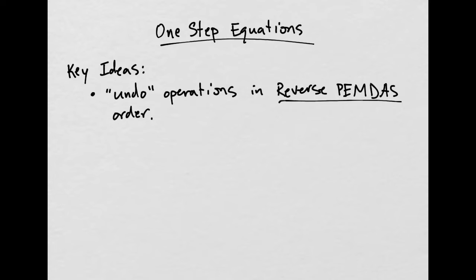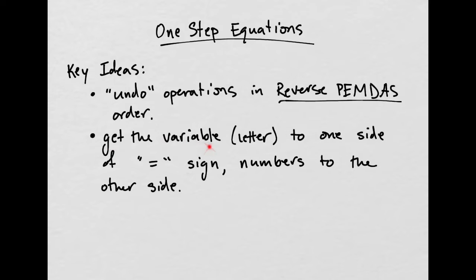The second key idea is to get the variable, which will be the letter in this case. It can be any letter, X, Y, A, B, any letter. Get the variable to one side of the equal sign, so one side of the equation. I'll use those interchangeably, equation or equal sign. And then the numbers, get those to the other side. So you can choose whichever side you want to move the variable to, but then move the numbers to the other side. That's all. All right, so let's look at a couple of examples.